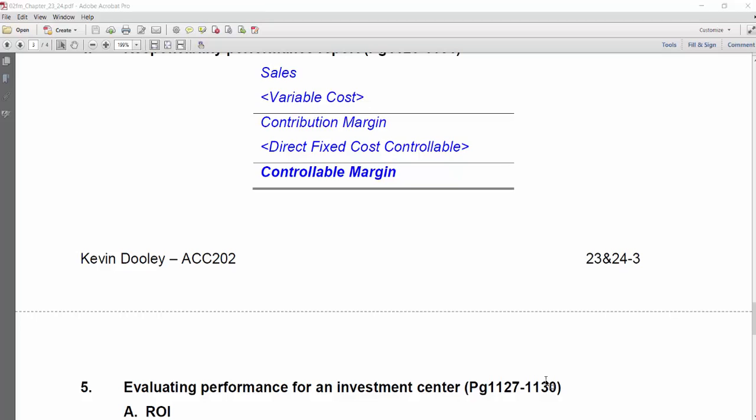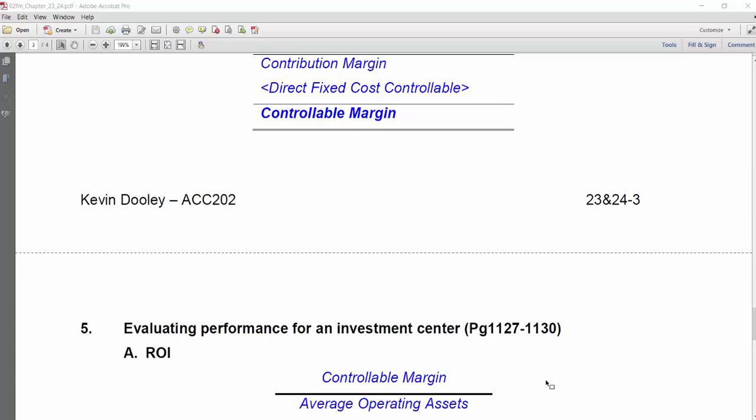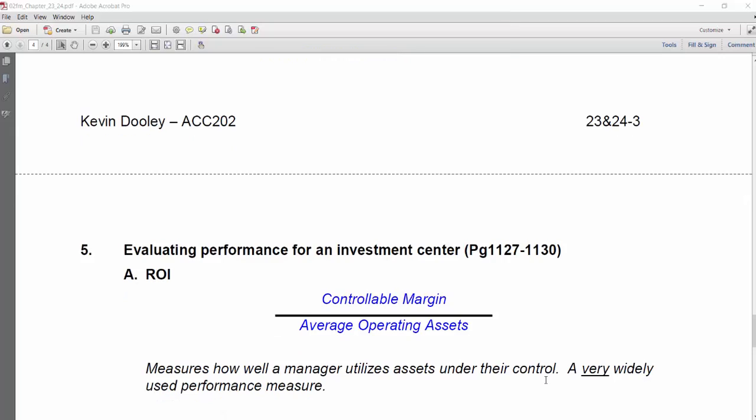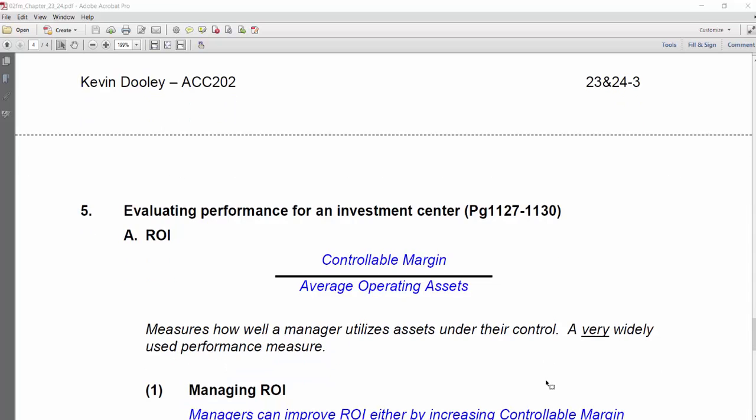So if you want to evaluate an investment center, you really want to generate something along the lines of an ROI, or return on investment analysis. And that takes your controllable margin and then divides it by your average operating assets, and you use that to figure out how well that manager is doing in utilizing the assets that are under their control. Remember, an investment center has the capability to vary how much of assets are used to help them do their job. And so return on investment is a widely used performance measure, and you'll see it in various different forms in management courses and other business courses, entrepreneurship too, and special project ROIs and everything. So very widely used, so you get to know it.